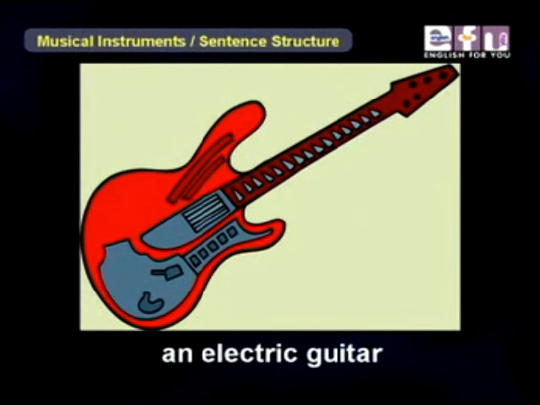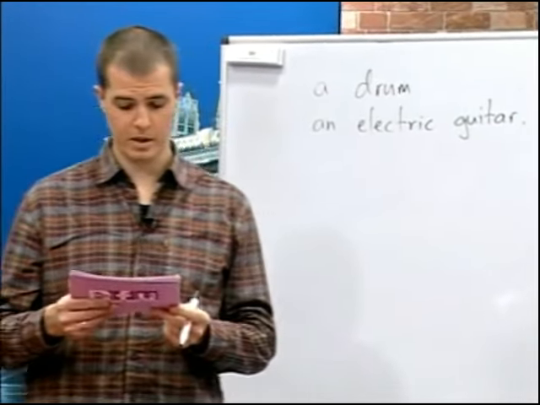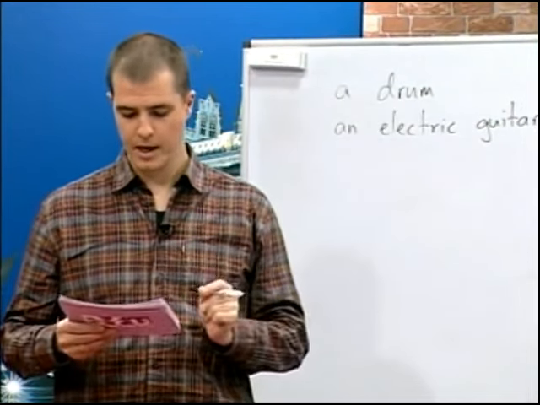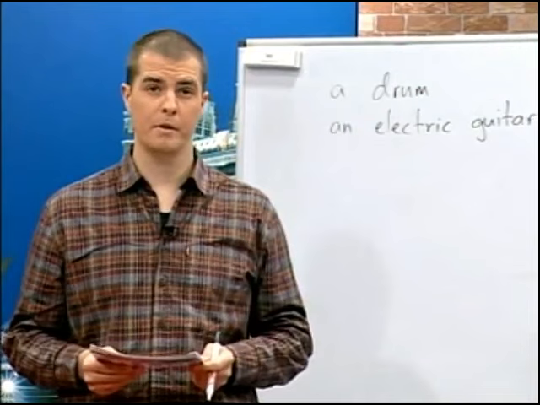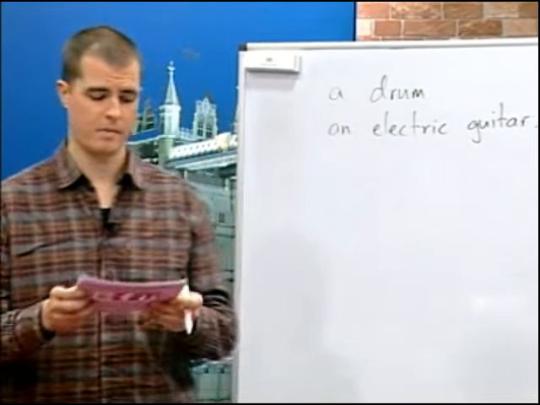An electric guitar. An electric guitar is a musical instrument that you play with your fingers or with a pick. It is usually connected to an amplifier to make loud music and it has six strings.